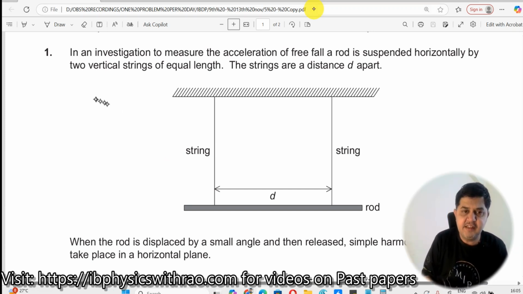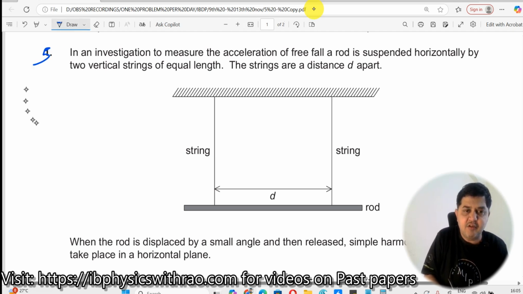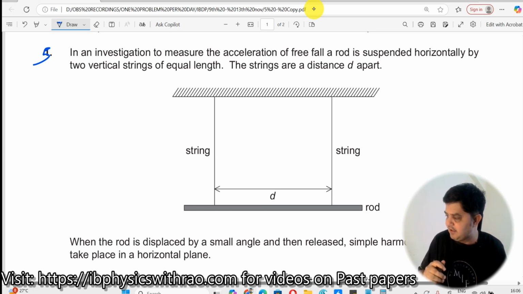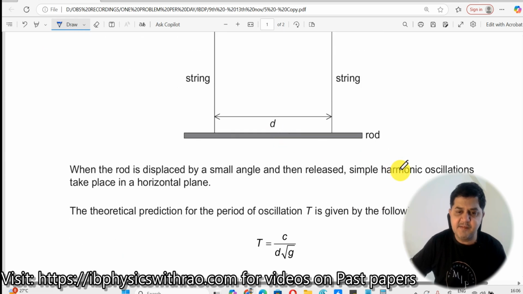Okay, let us start with the last problem, the fifth problem for this week. An investigation to measure the acceleration of free fall: a rod is suspended horizontally by two vertical strings of equal length. A rod is suspended here, the strings are distance D apart. This is what is called a torsional pendulum. And when the rod is displaced by a small angle and then released, simple harmonic oscillations take place horizontally.